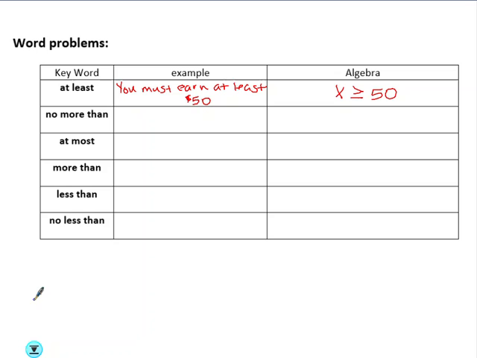Next, we have no more than. I could say you spend no more than $20. In algebra, that would be x is less than or equal to 20. No more than means you could spend less. You could spend exactly $20, but it cannot be more than $20. So it's less than or equal to.